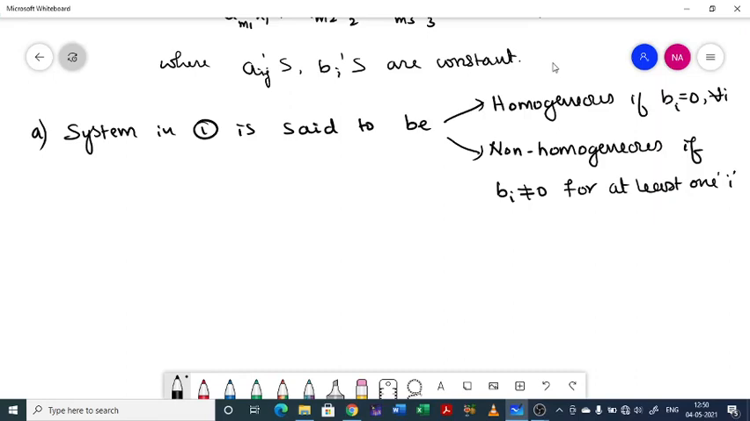If any one constant is non-zero, we call it a non-homogeneous system of equations. If all the constants are 0 on the right hand side, then we call that system a homogeneous system of linear equations, or system of homogeneous linear equations. You can say that word in any order. So that's about the first thing.